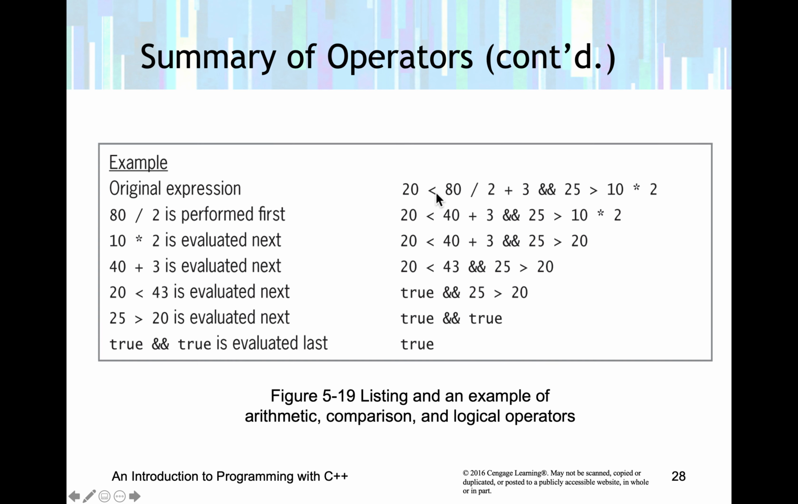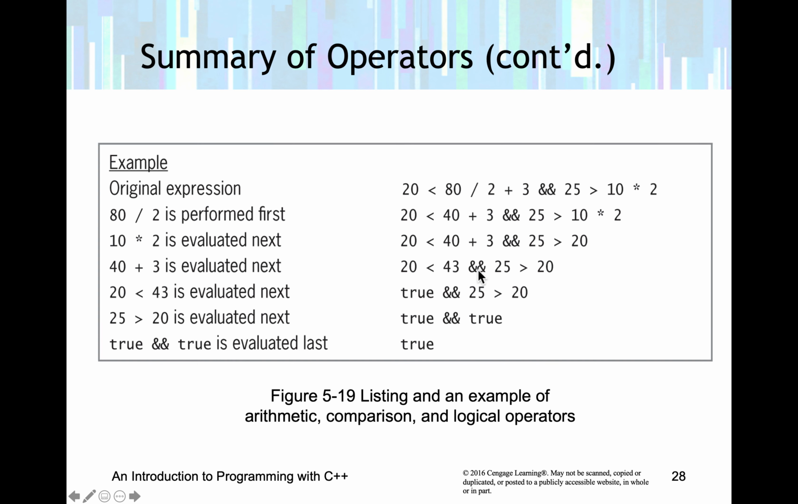So if we look at this, remember, first we do all arithmetic calculations. So I start here. I don't do this. I don't compare. But I see a division, and I see a plus. I see multiplication. So order of operation tells me that division and multiplication come first, and then addition comes after that. So I'm going to divide first, 80 divided by 2, and get 40. That's my first step. I'm not going to add yet. I have to multiply first. So 10 times 2 is 20. So now I've got 40 plus 3. I have one more arithmetic operator to evaluate. So 40 plus 3 is 43.